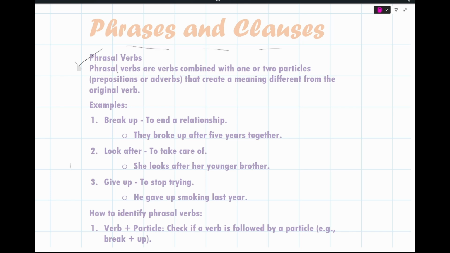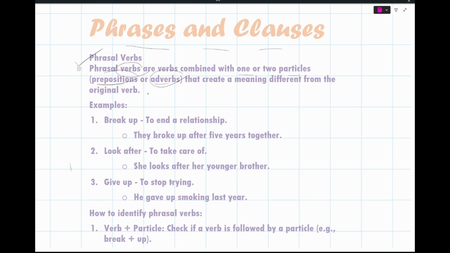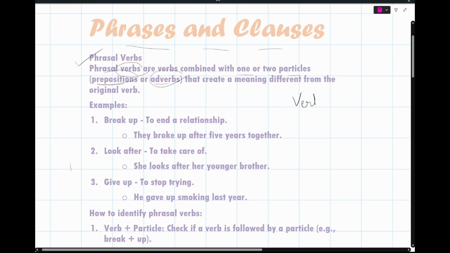If we see the definition, it says that phrasal verbs are verbs combined with one or two particles, which can be either a preposition or an adverb. Now we have to understand the components. What are verbs? What are prepositions? And what are adverbs? And what do all of them mean, to understand how this is working? First of all, let's try to understand what verbs mean.